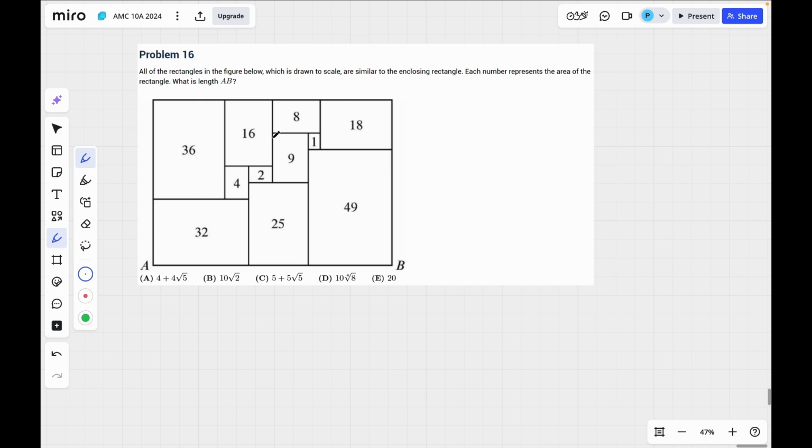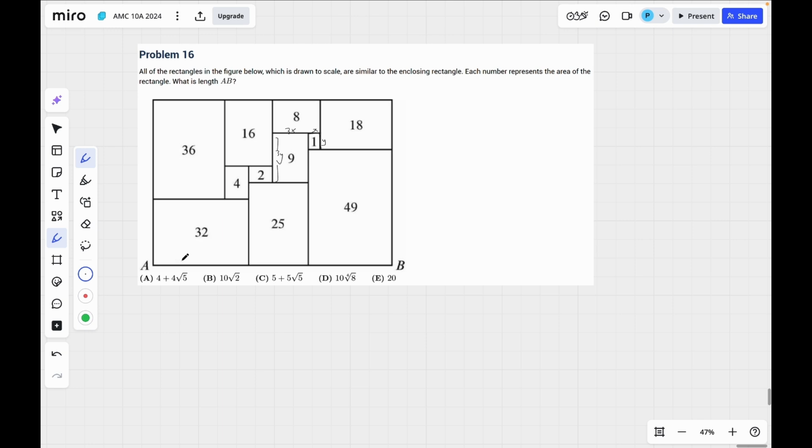So this is a rectangle, so let's set some variables. Let's let this shorter side be x, and this longer side of the rectangle with area 1 be y. Since they're similar, we can infer that this is equal to 3x, this is equal to 3y, and so on. Now let's try to find the length AB. This is the longer side, so it will correspond to y.